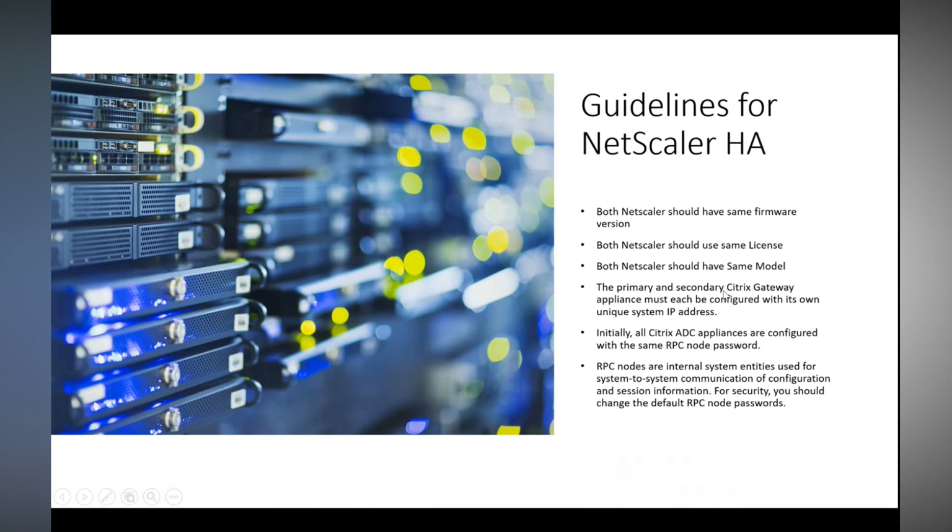The fourth point is the primary and secondary Citrix gateway appliances must each be configured with their own unique system IP address. It means both appliances should have their own NSIP. In our case, one is 235 and another one is 236. So each should have its own independent IP address for the NSIP.